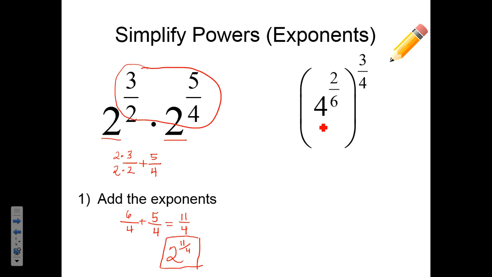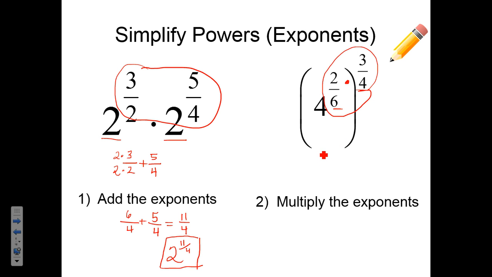Example number 2 is I have a power that's to another power, and those two powers can be multiplied. So I'm going to multiply exponents here. When I multiply numbers that are fractions, I multiply across the top and across the bottom. So numerator times numerator, that would be 6. Denominator times denominator, that would be 24. And then I simplify 6/24, which would be 1/4. So the answer to this problem would be 4 to the 1/4 power.